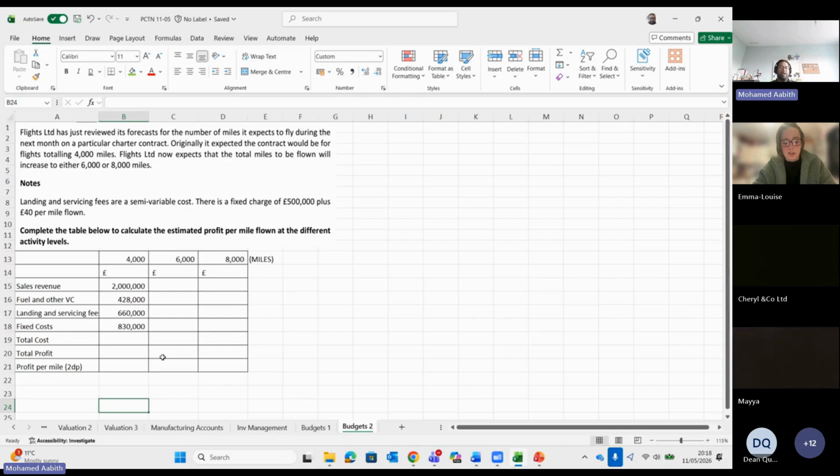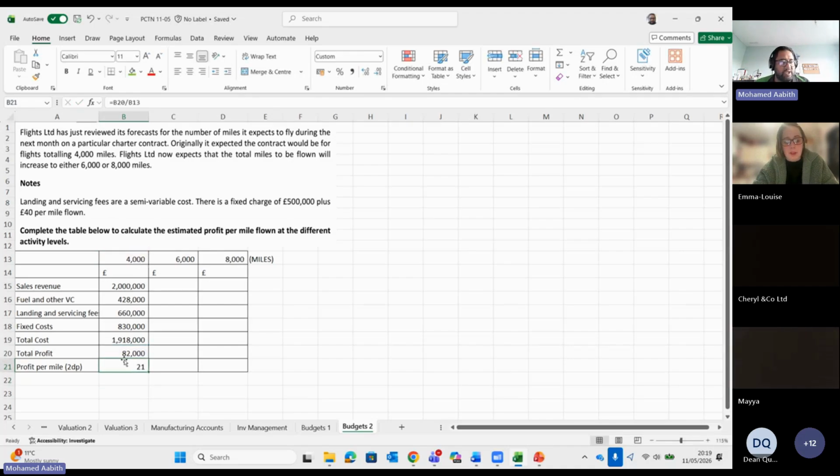So what we're going to do now is work out how to fill out the rest of the boxes. Let's say here, what is the total cost? The total cost is going to be this plus that plus that. These are all your costs: fuel and other variable costs, landing and servicing fees, plus the fixed costs, all of them together to 1.918 million. So the profit for the company is this minus that. It gives you £82,000 profit. So the profit per mile is going to be equal to the total profit divided by the 4,000 miles they're going to fly.